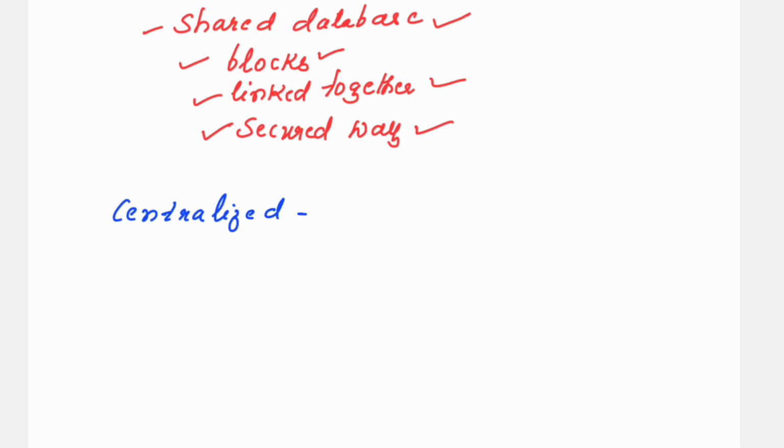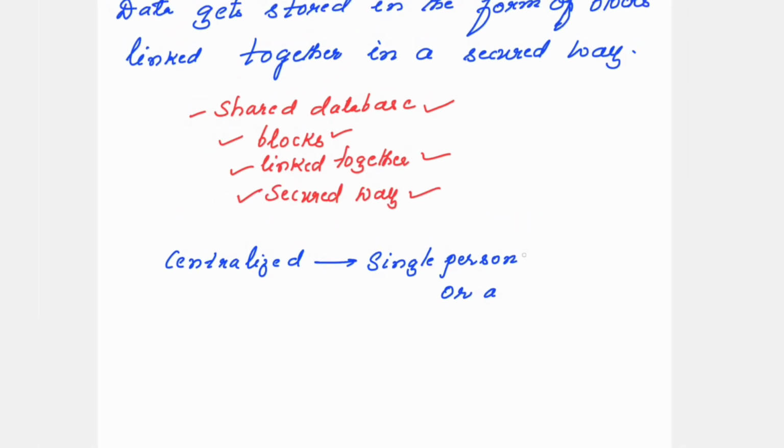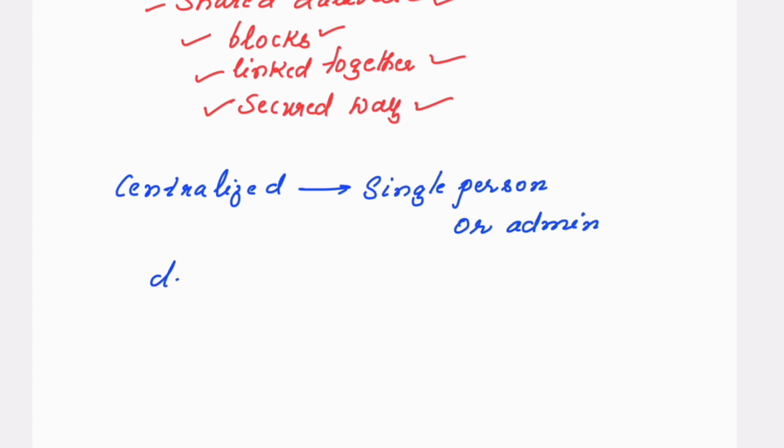So what do you mean by centralized one? There is one single person, or you can call it the admin, who has got the complete hold or authority to control this database. But blockchain uses a decentralized way of storing the data. Now, why are we going for this decentralized? This is the question. Though we have a centralized mechanism to store the data, though we have the conventional database existing, why are we going for this blockchain?